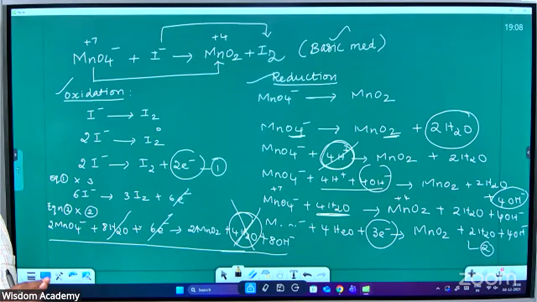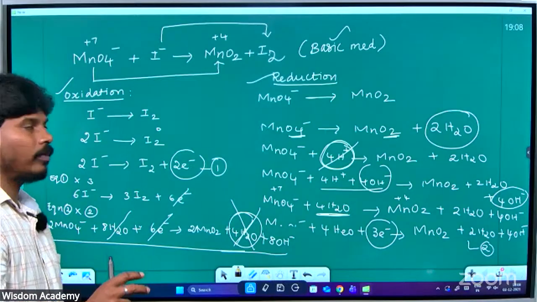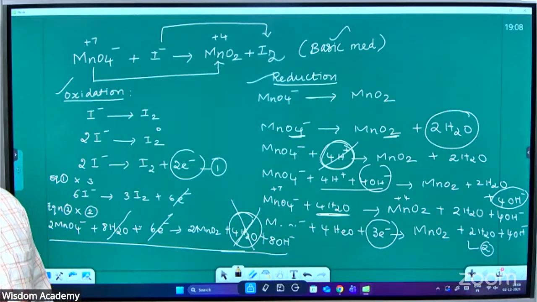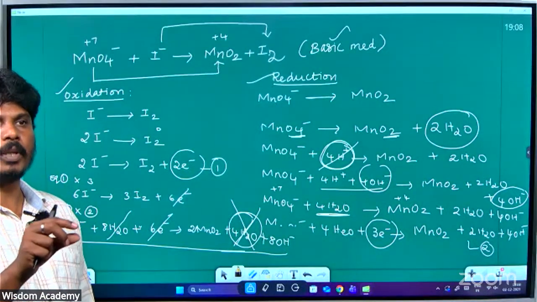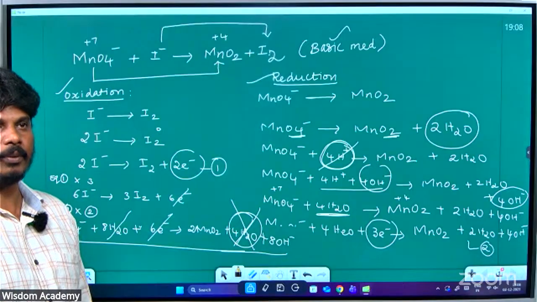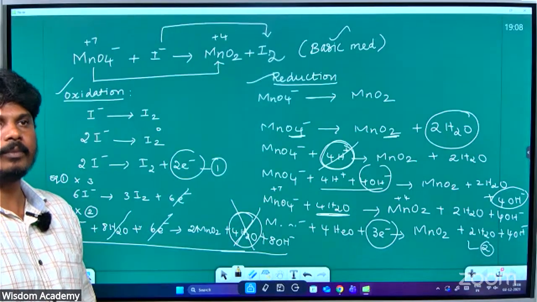So balancing method, you just practice. Next example, you have to try by yourself. In case of any doubts, in step 1 or step 2, whichever step, you must clarify. Note down another example.